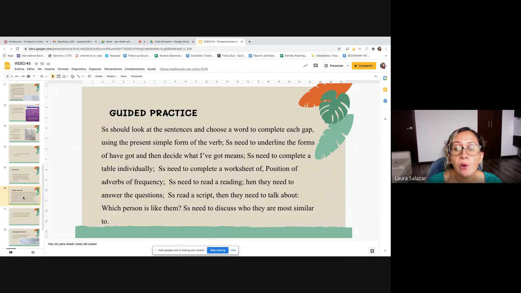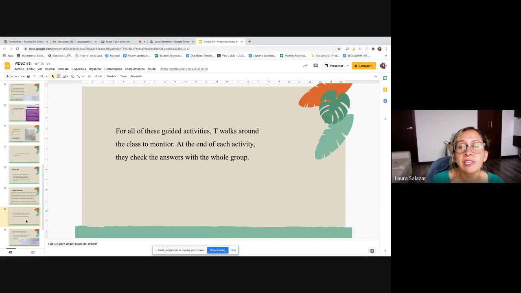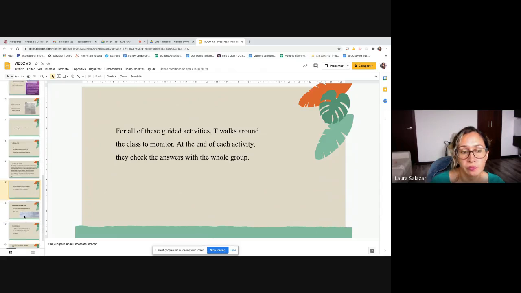Students need to read a reading and answer the questions. The students read a script, then they need to talk about which person is like them. Students need to discuss who they are most similar to. For all of these guided activities, teacher walks around the class to monitor. At the end of each activity, they check the answers with the whole group.